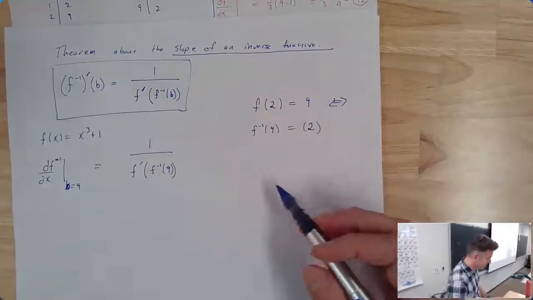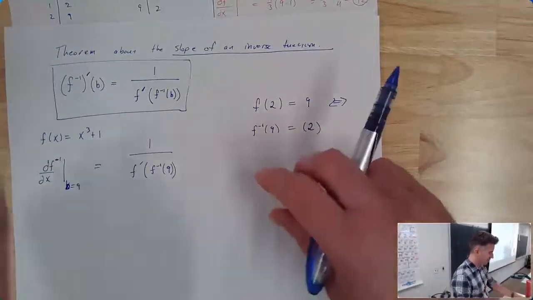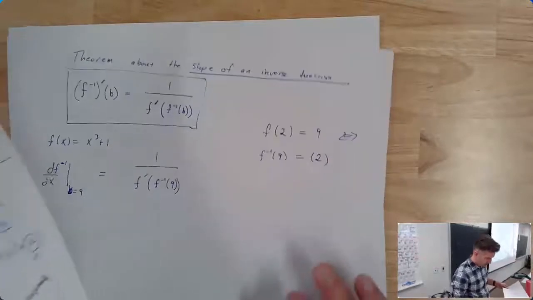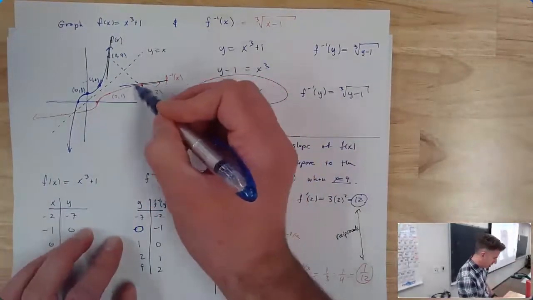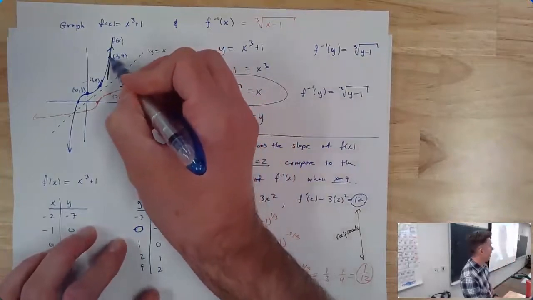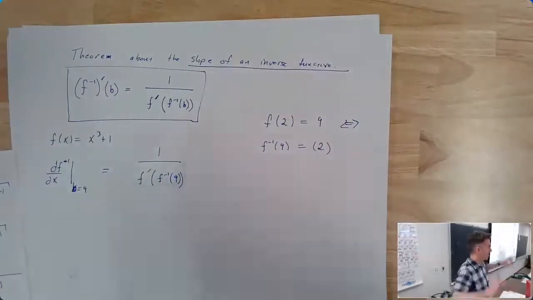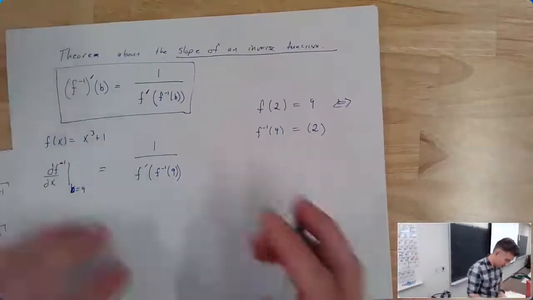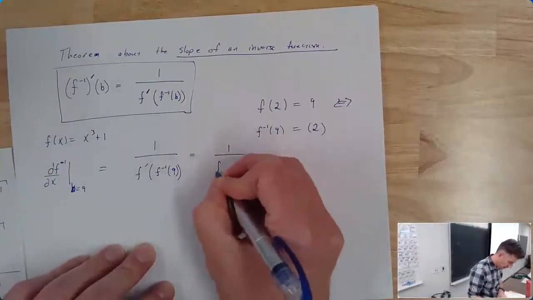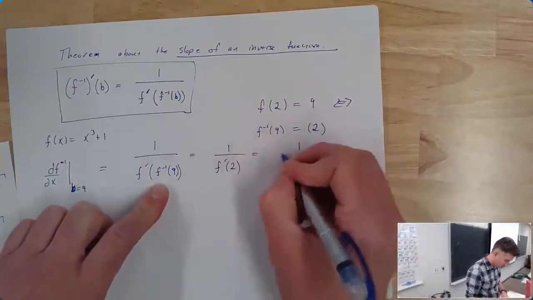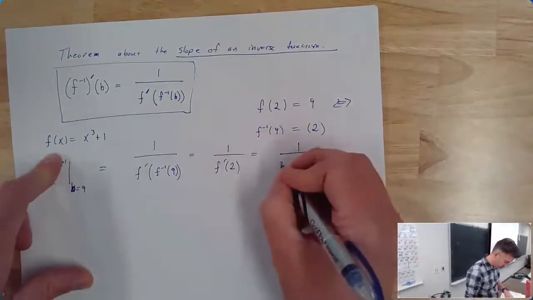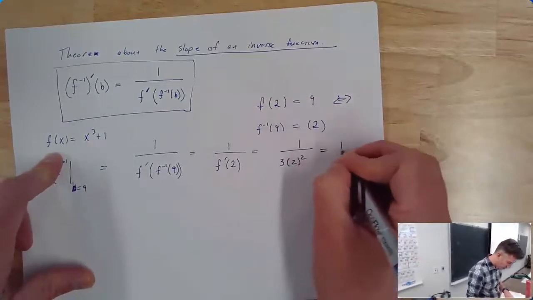All we're doing with this is saying, instead of actually looking at this point on the inverse function, I'm going to look at the corresponding point on the original function, find the slope there, and then take the reciprocal of it. That's exactly what we're going to get here. So we're going to get 1 over f prime of, well, f inverse of 9 was 2. And that's going to be 1 over, well, f prime is 3x squared. So it's going to be 3 times 2 squared, which is 1/12.